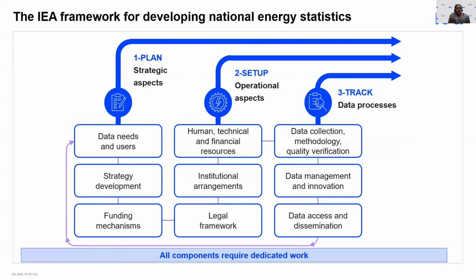This is how the IEA framework looks. It is structured in 3 key pillars: plan, setup, and track, which in turn unfold into 3 elements each. So in total, we have 9 elements. The strategic dimension, plan, includes data needs and uses, strategy development, and funding mechanism.